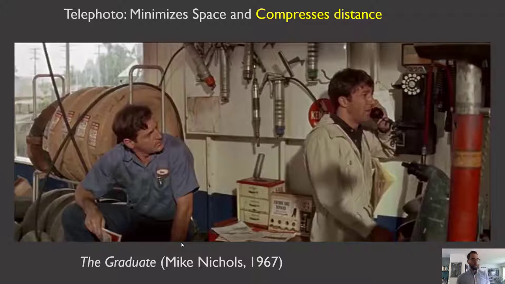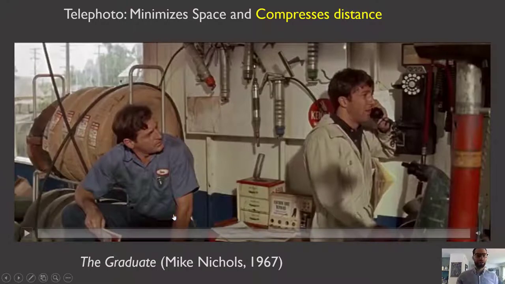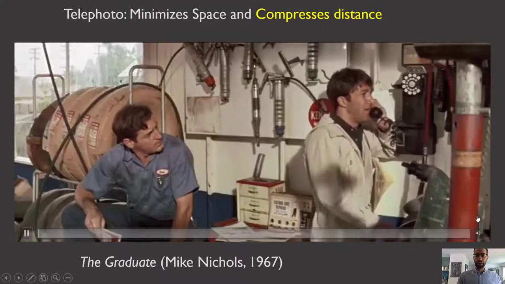Now I want us to look at an example of telephoto, but I want to do a little bit of analysis of it. This is one of the most canonized and clever uses of telephoto lens to express something about a character's state. And I'll let this one play out and then comment on it.